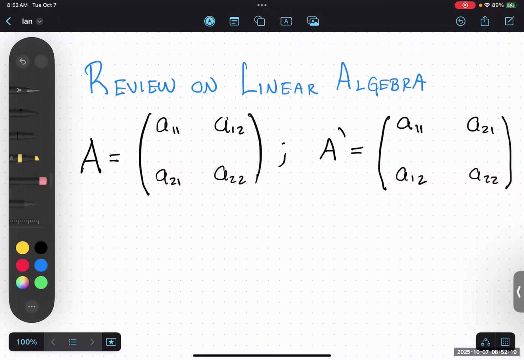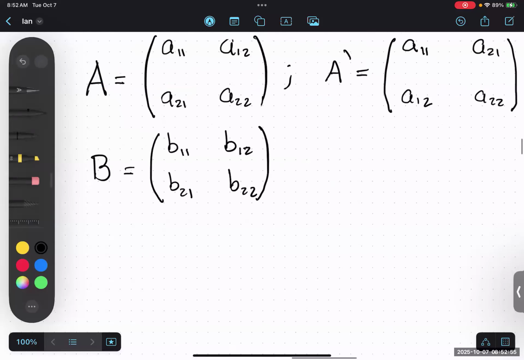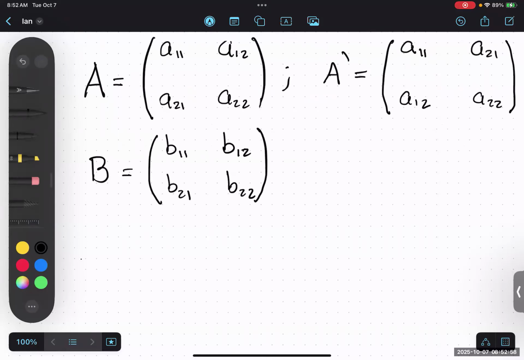The other concept that I want you to remember is the product of two matrices. Suppose that we have matrix A and matrix B. Matrix A is the same one that we already defined. Matrix B now will be this one with elements B11 for first row, first column, B12 for first row, second column, and so on.